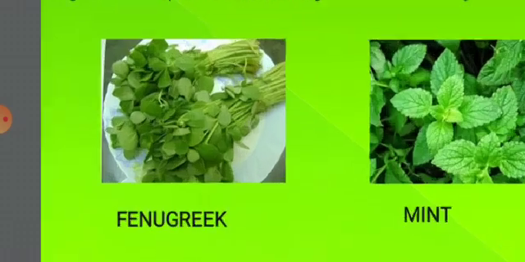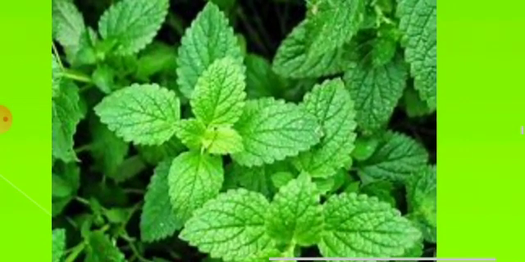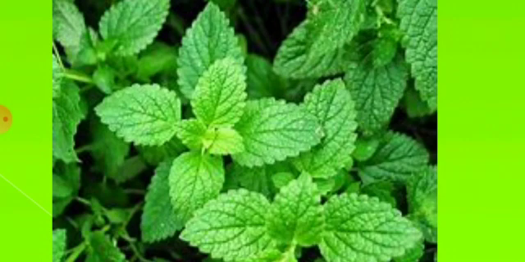Now look at the picture, that is fenugreek. If you soak the fenugreek seed in water and put it in the soil, the next day it will start growing and it gives you fenugreek leaves. It is very rich in vitamins and minerals. Next one is mint. It gives you good aroma to your food and it is also a good medicinal plant.